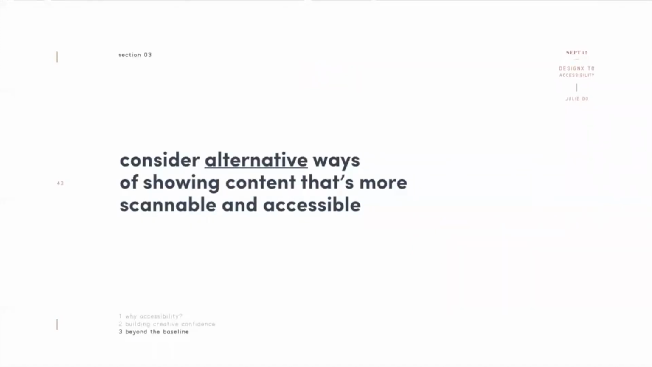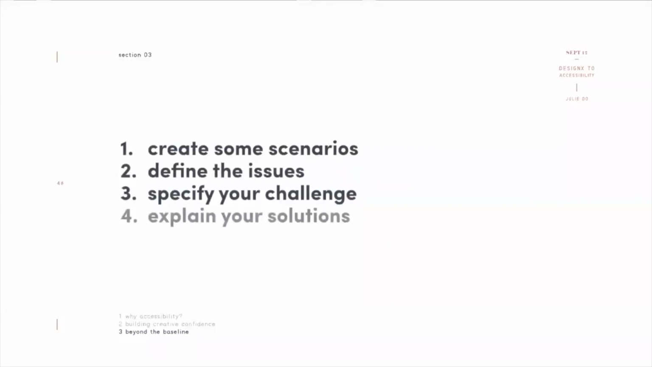Another thing to think about is to consider alternative ways of showing content that's more scannable and accessible. So that means your solution may not be accessible right now, but consider allowing customers another way to navigate. So if your primary solution doesn't meet all needs, think about building a secondary option. So I'm actually going to show an example.